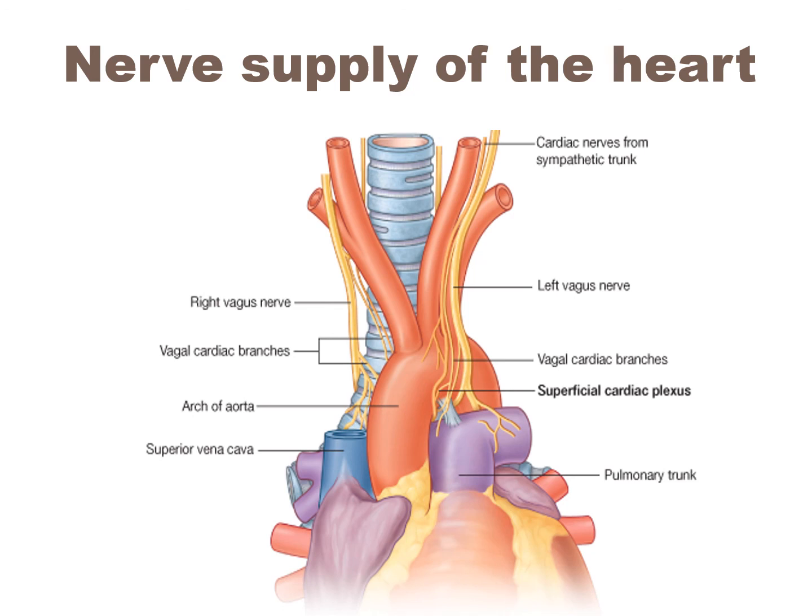Its branches go to the deep part of the cardiac plexus, then to the right coronary plexus and the left anterior pulmonary plexus. So this is the superficial cardiac plexus. This part is the superficial cardiac plexus, and this one is the deep cardiac plexus. So it is divided into these two parts, superficial and deep. The branches of the superficial cardiac plexus go to the deep part, to the right coronary plexus and to the left anterior pulmonary plexus.